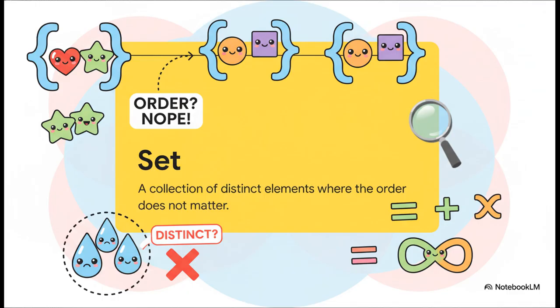So let's break that down just a little more formally. A set is a collection of distinct elements where the order doesn't matter. Those two rules, distinct elements and order doesn't matter, are absolutely crucial, and we're about to see exactly why.